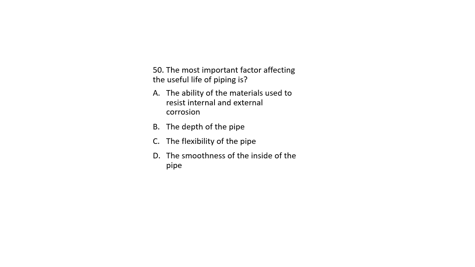The most important factor affecting the useful life of piping is the ability of the materials used to resist internal and external corrosion, depth of the pipe, flexibility of the pipe, or smoothness of the inside of the pipe? The answer is going to be A, the ability of the materials used to resist internal and external corrosion.